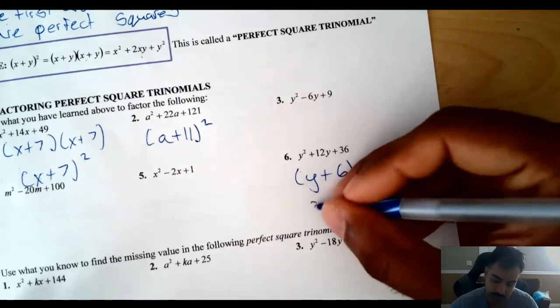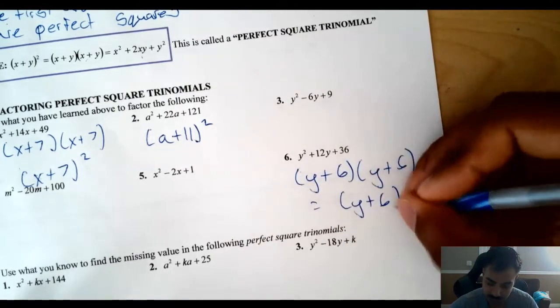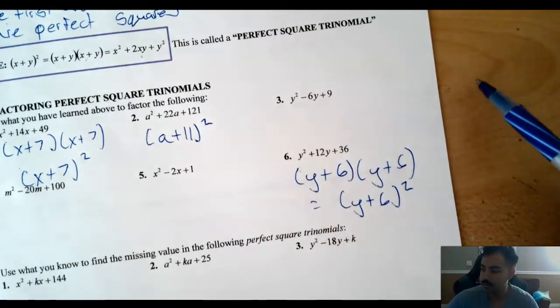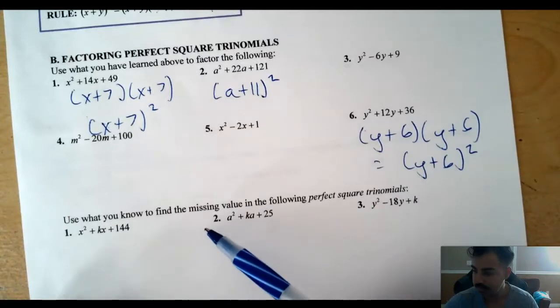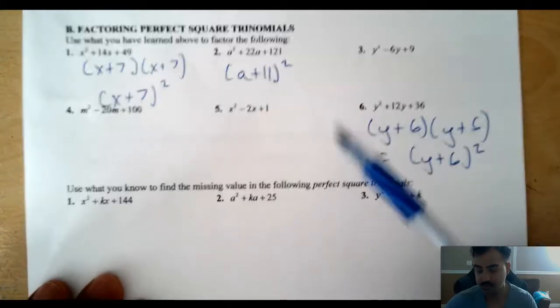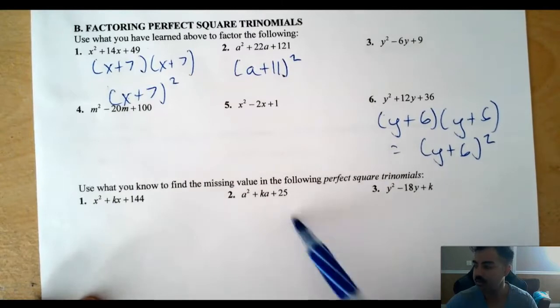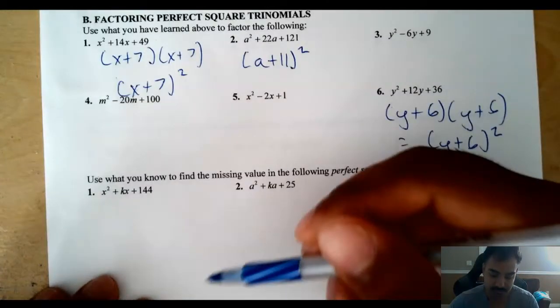And this is the same thing as y plus 6 squared. Okay, so there we go. So use what you know to find the missing value in the following perfect square trinomial. So this part might be confusing, so let's go through all 3 steps here, or questions.